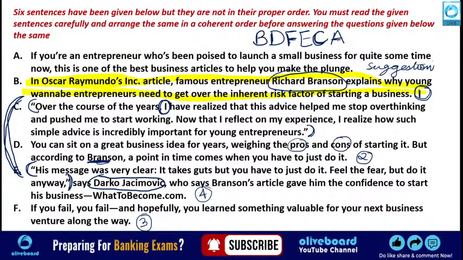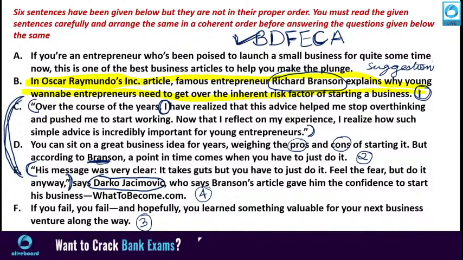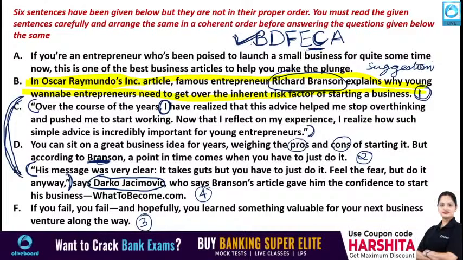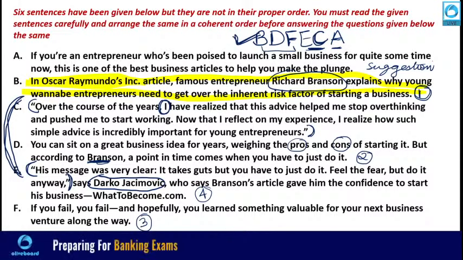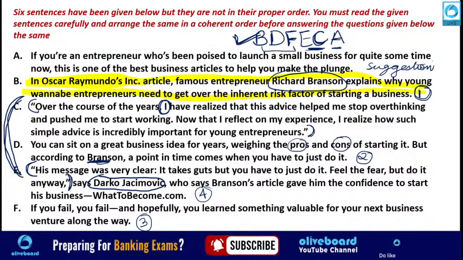So B, D, F, E, C. This will be your final order. Okay, you should have got the pairing of possibly E and C. B, D, F is one grouping, and then last A is your suggestion. B, D, F, E, C, A.